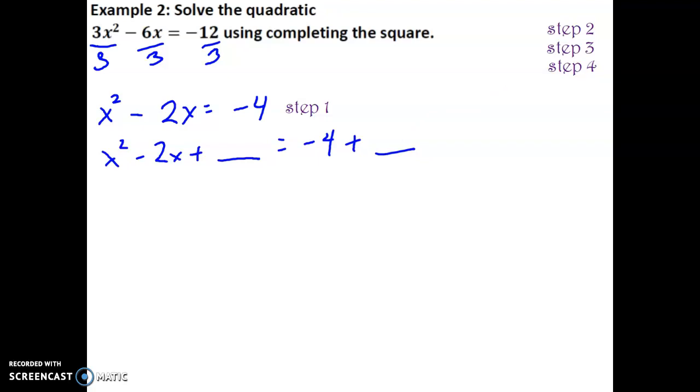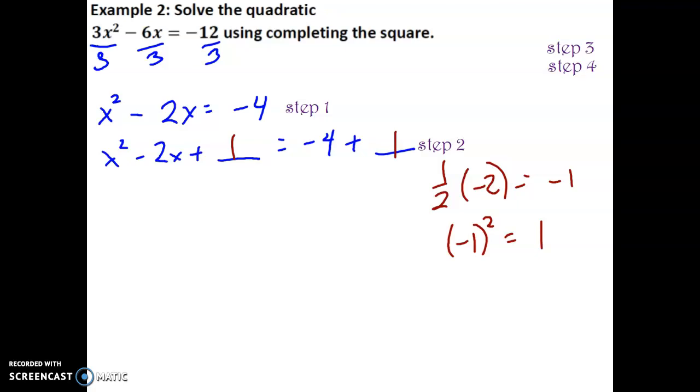So I'm going to take half of b. b, again, is the coefficient on x. So 1/2 of -2 is -1. And then I'm going to square it. It's a two-step process to figure out what number goes in those blanks. Okay, now that was step 2.